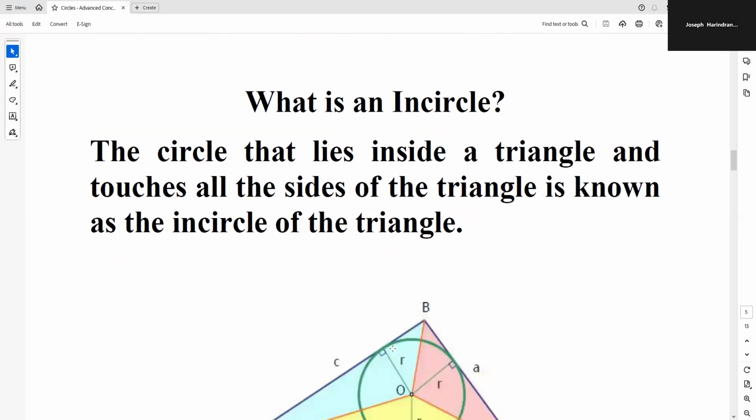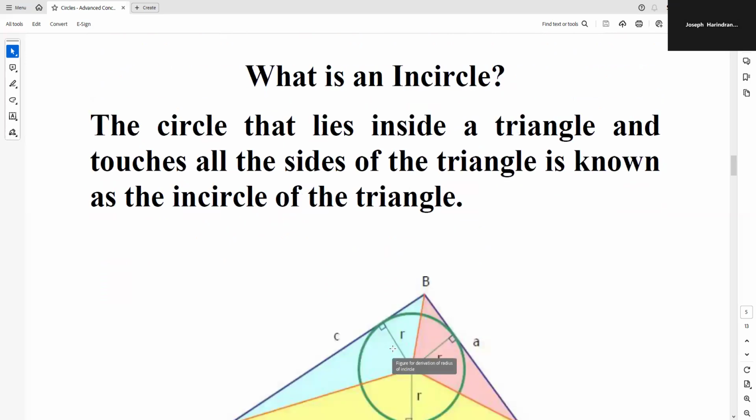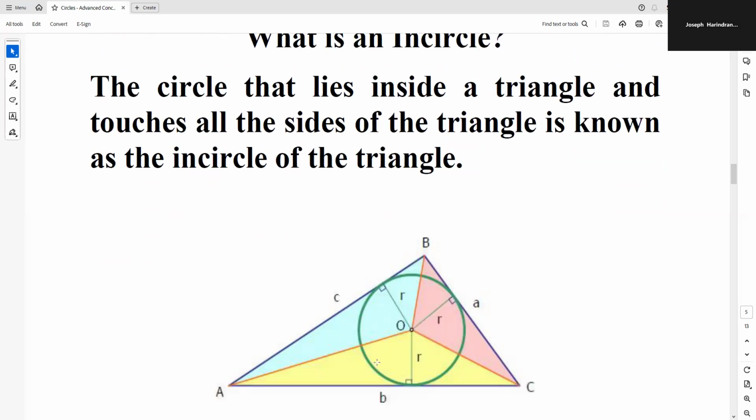Now, what is an incircle? The circle that lies inside a triangle and touches all the sides of the triangle is known as the incircle of a triangle. In this figure you will see a triangle, any triangle, and the point inside the triangle is the incenter. And the circle that is drawn with R as radius, which touches all the three sides, is called the incircle.